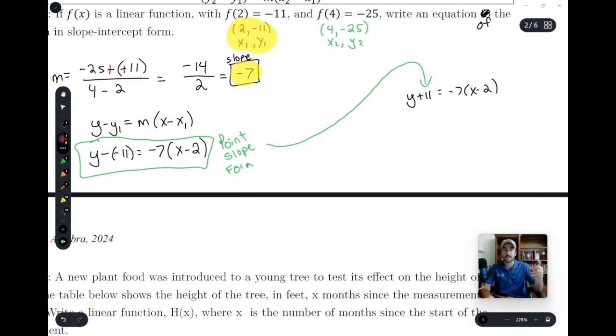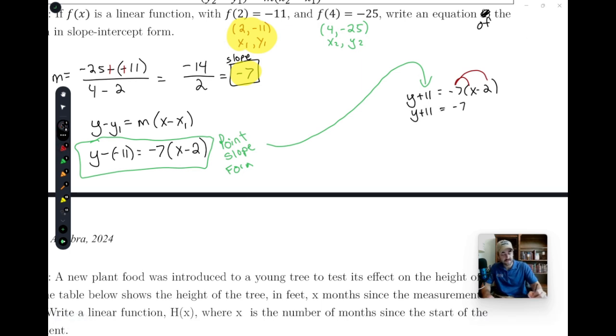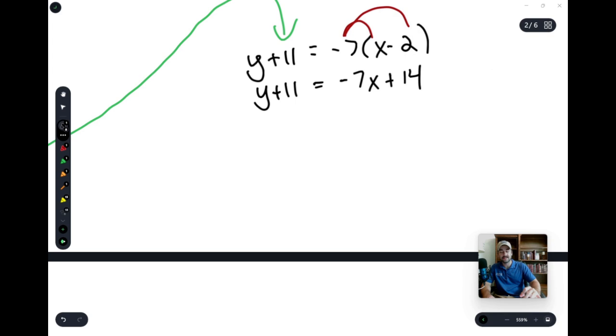First thing we're going to do, if you remember the "don't call me after midnight" trick, distribution always comes first. So we're going to distribute, and we're going to end up with y plus 11 equals -7x, careful with the negative signs, plus 14. All right, we almost have y by itself. We're going to move that 11 over by subtracting it from both sides.